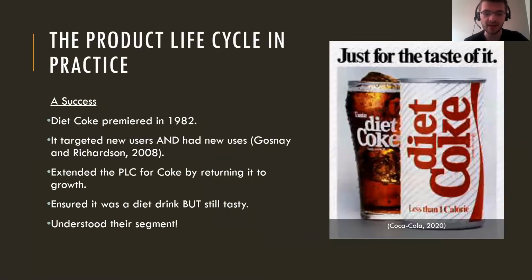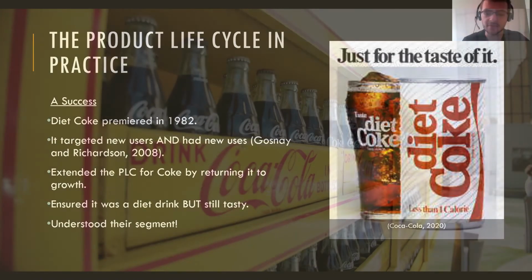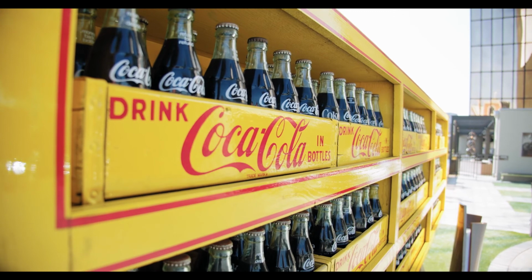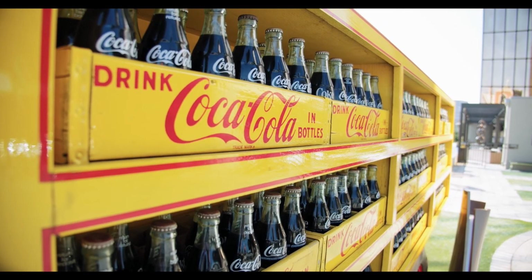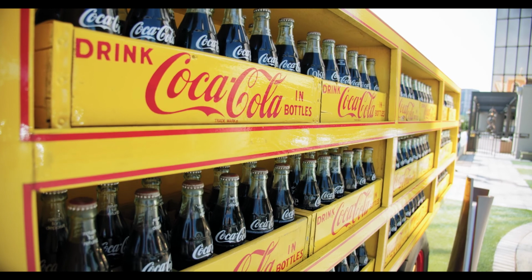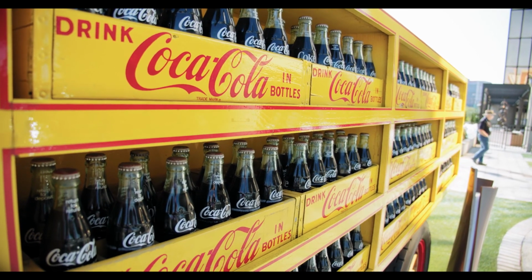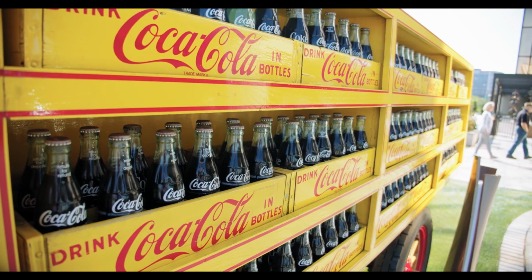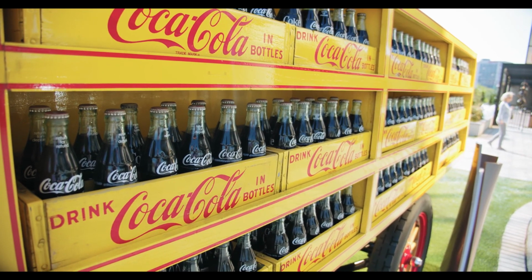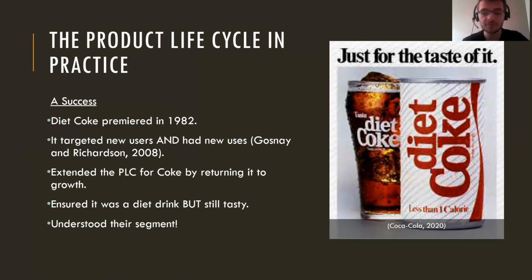Looking at an example here, Diet Coke premiered in 1982. It is a great example of the successful use of the PLC. It targeted new users and had new uses, and successfully increased the lifespan of Coca-Cola by acknowledging people's concern about their health. Coke knew that the diet drink market was growing 3 times faster in the 1980s than the traditional soda market. It returned the Coke product to growth whilst removing the second most expensive part of manufacture, the sugar. The marketers at Coca-Cola understood their segment. They ensured it was marketed as a diet drink, but crucially that it was still tasty, as you can see on the tagline on the original posters.